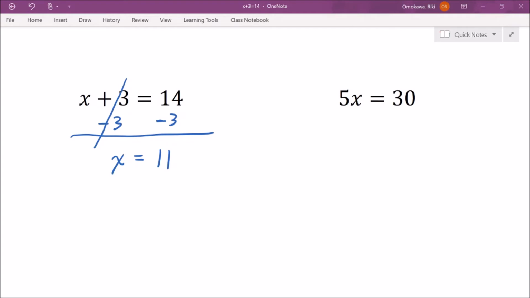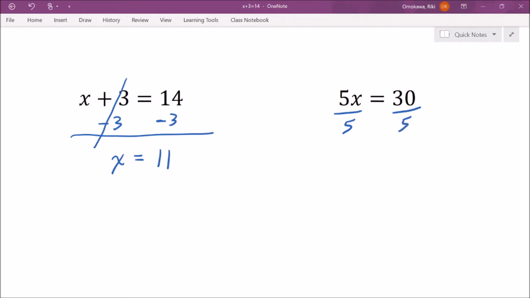What about this next one, 5x equals 30? So 5x, if you think about it, is 5 times x, right? X times this number 5. What is the opposite of multiplying by 5? What is the inverse of multiplication? Well, the opposite of multiplication is division. So to get x by itself, you divide both sides by 5.